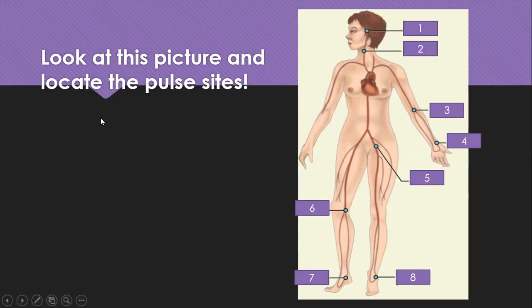All right, so please have a look. Can you locate the pulse site? We have 8 sites for checking the pulse. Number 1 is temporal. This is the temporal site, so in this location you can check the patient's pulse. Number 2, anyone knows the name of number 2?